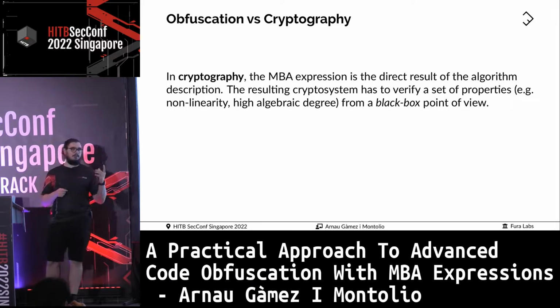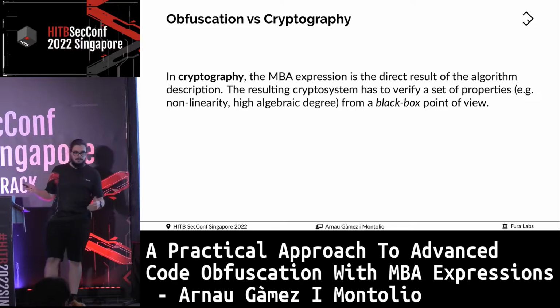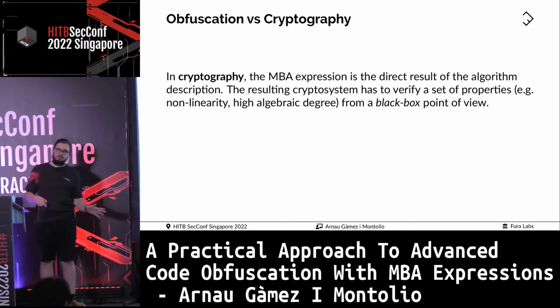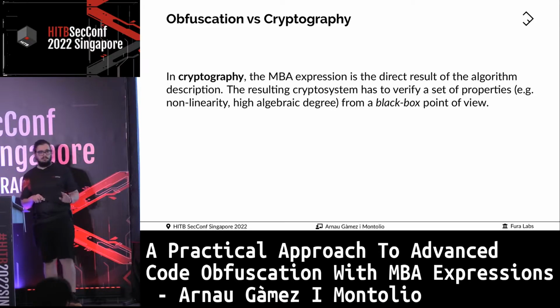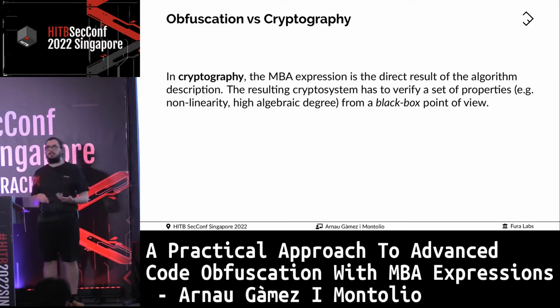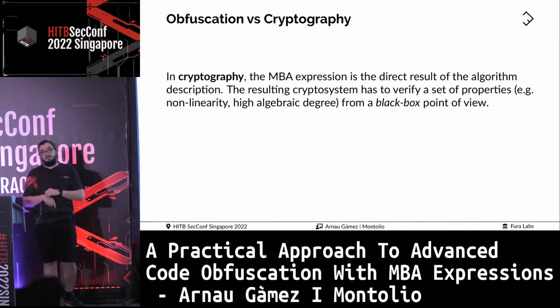But first, a historic note: the term MBA, mixed Boolean arithmetic, algebra and expressions, came from obfuscation research. In cryptography, they usually don't use this term at all. So if you read something about MBA expressions, usually it's within the context of obfuscation, because the term itself was introduced, and has mainly, I would say only, been used within this context.